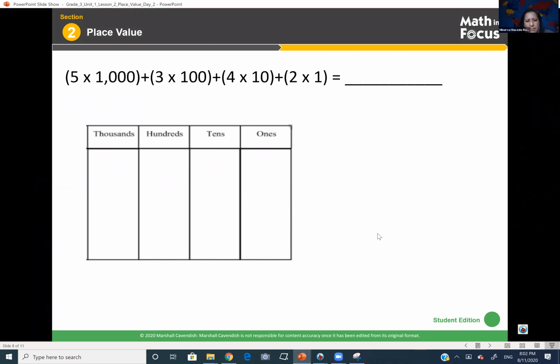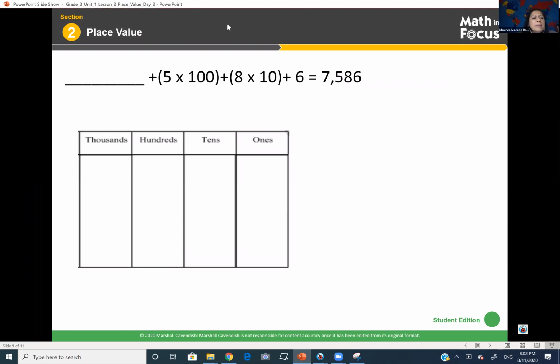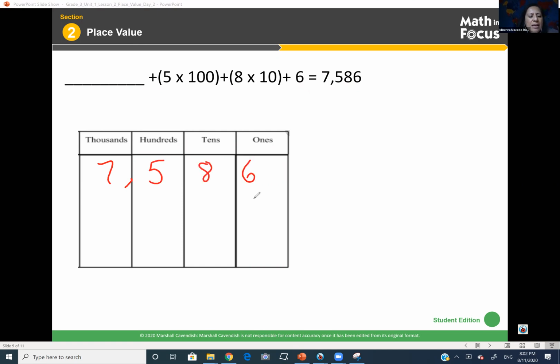Now let's keep on going to see what is the next problem. Now, if you notice, we have something similar. We have an expanded notation combined with expanded form, but I have a missing number here. But I know that the answer is 7,586. So what I'm going to do now is to put that number in my place value chart. So I have 7,586. And I can do the digit value. I can use that. I have the 7, the 5, the 8, and the 6.